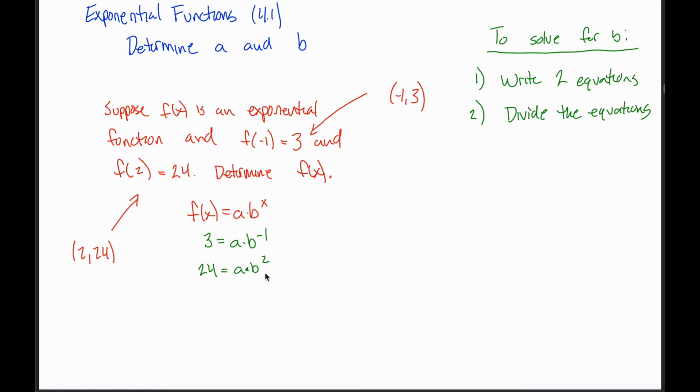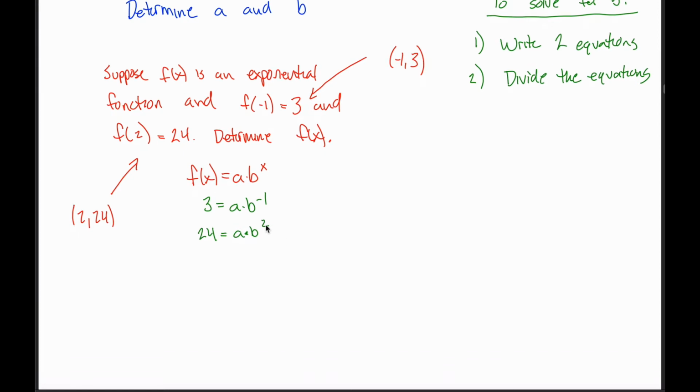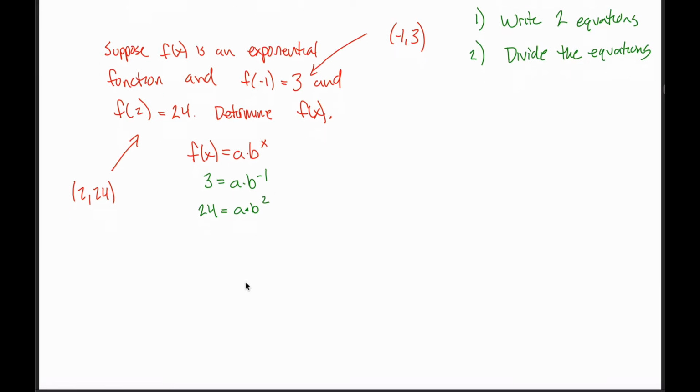And you can divide them in whichever order you want. You can have 3/24 equals this over this, or 24/3 equals this over this. A little hint, it'll make the algebra work out nicer if you always take the larger value of x and put that on the top of your fraction. So since 2 is bigger than negative 1, I'm going to take this equation and make those the numerators, and this equation and make those the denominators.